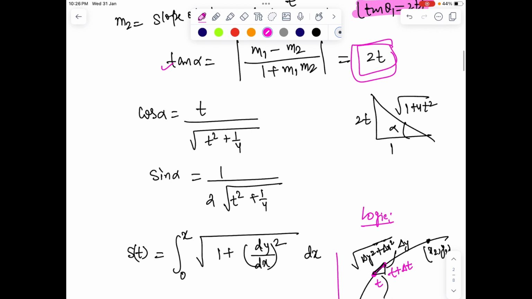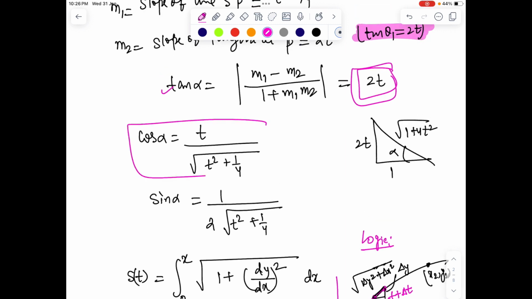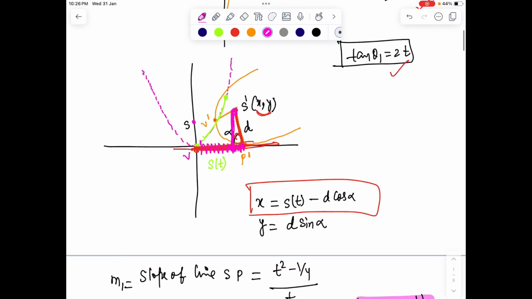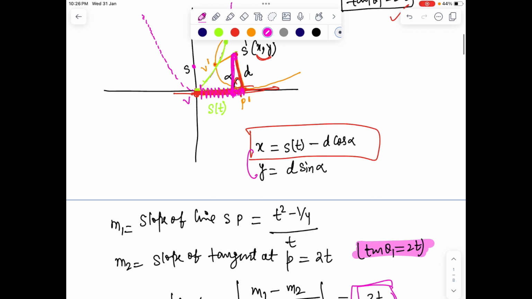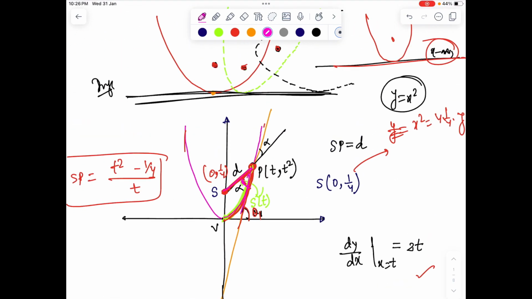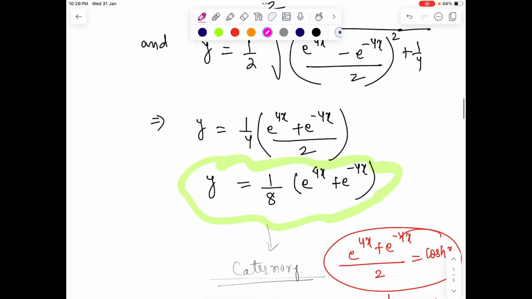m2). Okay. So from here, once we know the value of tan alpha, we can easily see what is cos alpha and sin alpha in terms of t, right? Tan alpha is 2t, so it's a right angle triangle. Hence we know cos and sin. Now the important point is to relate x and y, we need to find the arc length s(t).